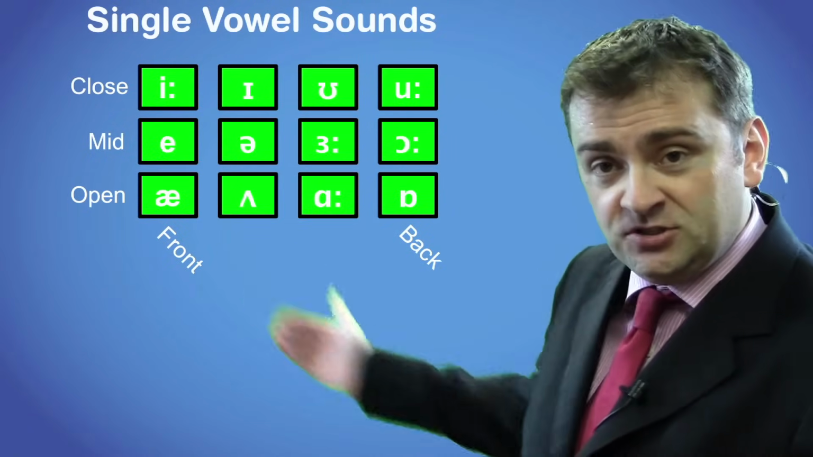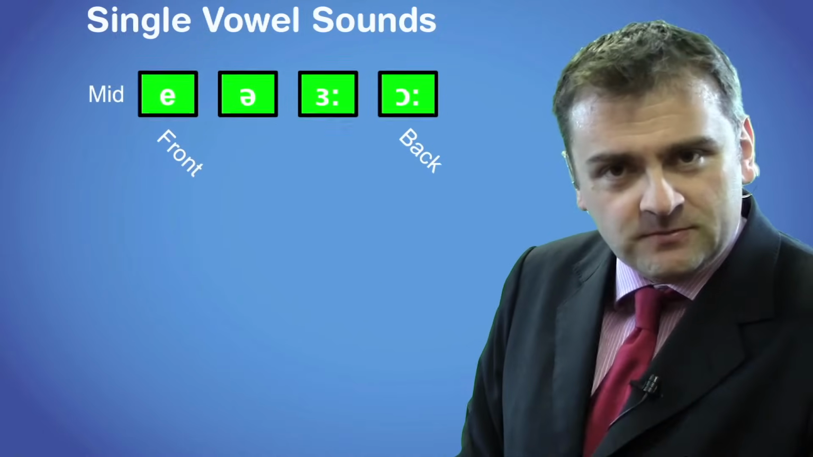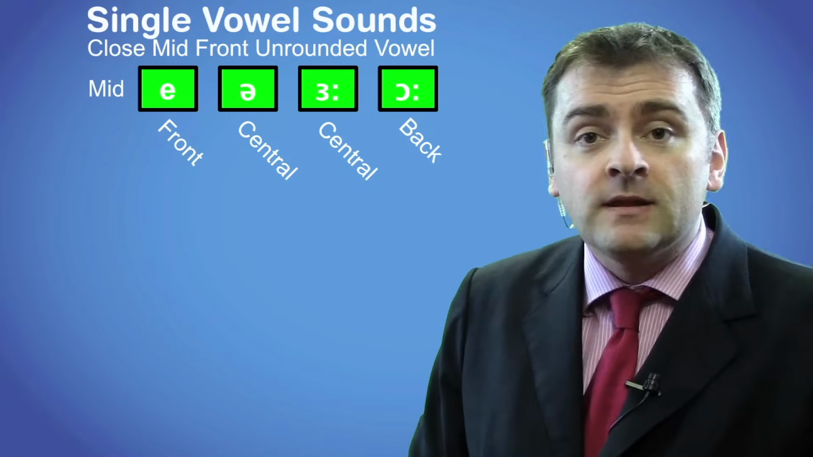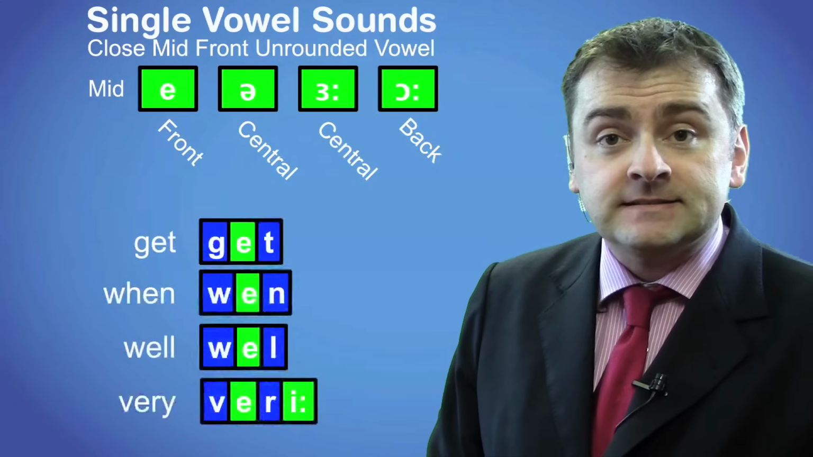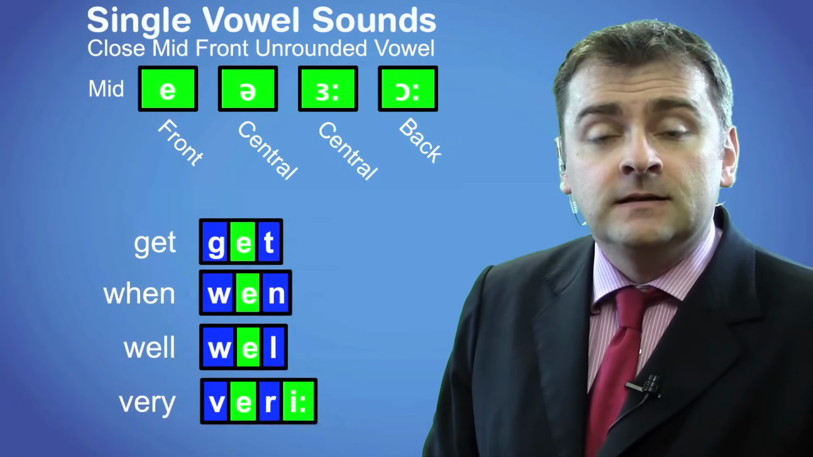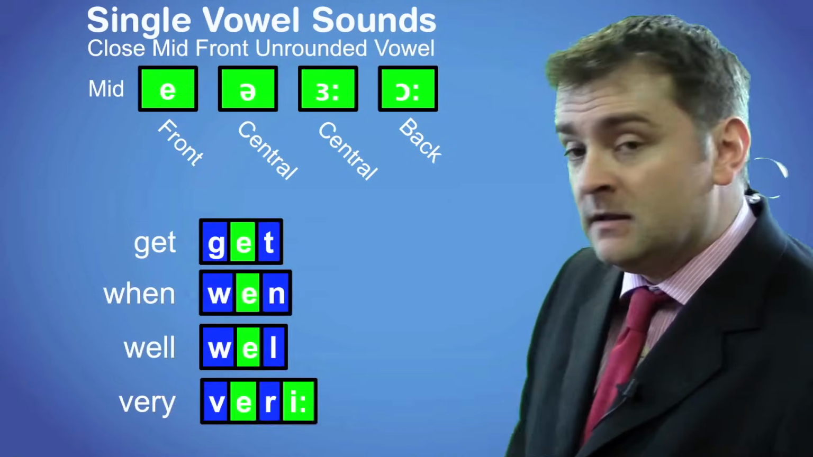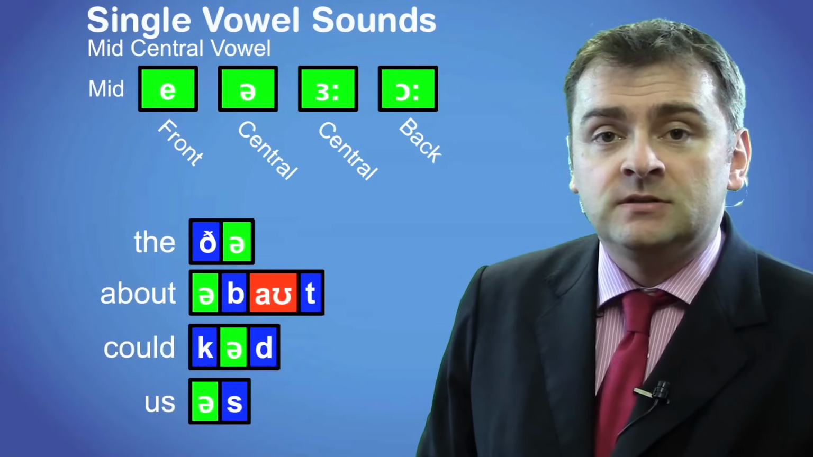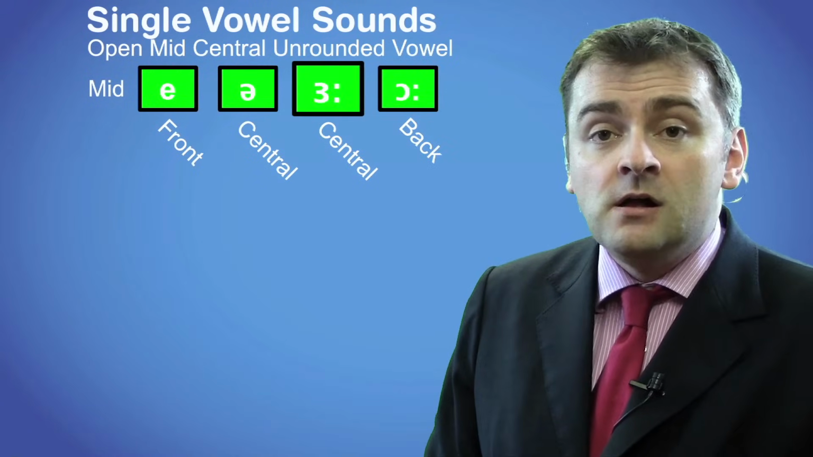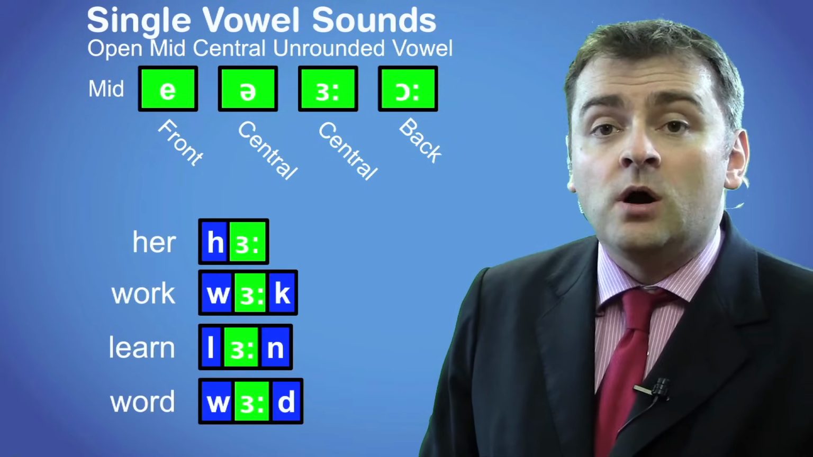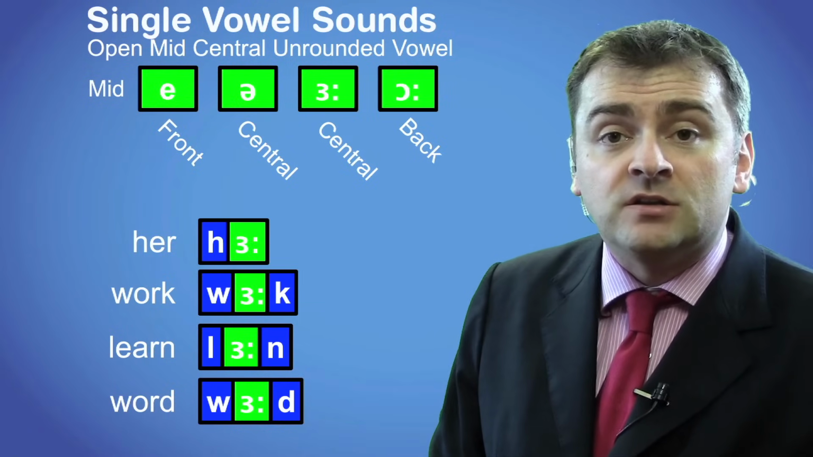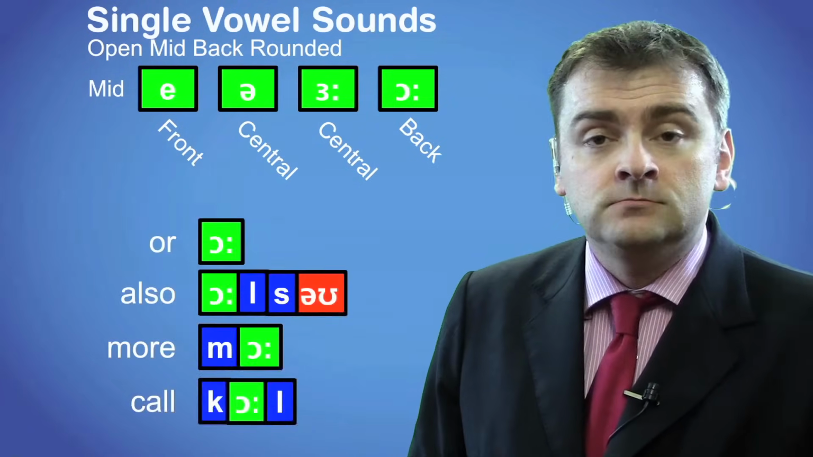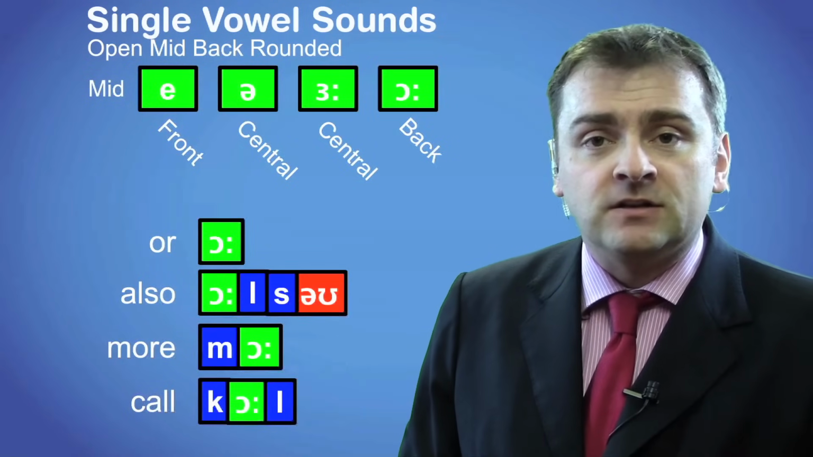Do you see how the position on the chart relates to where the sound comes from? On the second row, our mouth is now open a little bit more. E, as in get, when, well, and very. Uh, as in the, about, could, and us. Er, as in her, work, learn, and word. Or, as in or, also, more, and call.